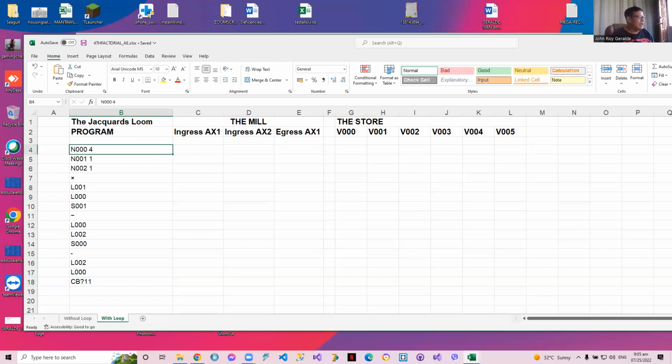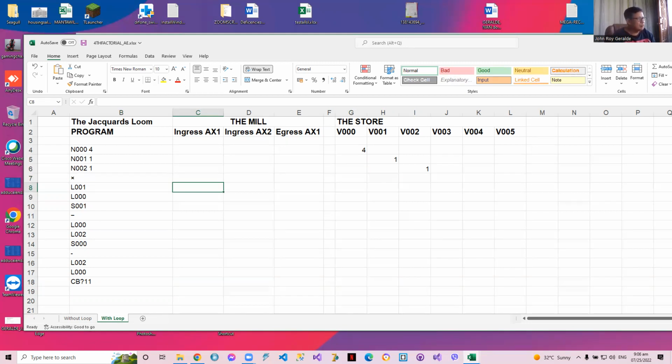So, can we trace this back? This is the looping version of the 4th factorial. The actual example is 6 factorial. It doesn't matter. So N004. Okay, this becomes 4. N001, 1. N002, 1. Okay, do you follow? Times. First, we have L001. So this, what is this?